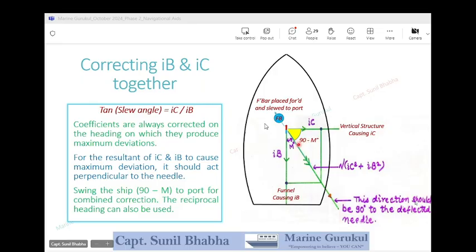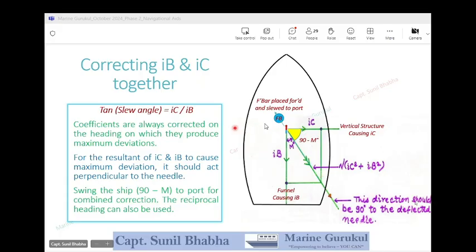generating maximum deviation. Now for this resultant to lie in the easterly direction, the vessel has to swing by an angle equal to 90 minus M. You can see the laser pointer. This is the angle by which the vessel has to be swung to the port side so that the resultant is acting in the easterly direction, which is perpendicular to the compass needle aligned in the north-south direction, generating maximum deviation. So swing the ship 90 minus M degrees to port for the combined correction.